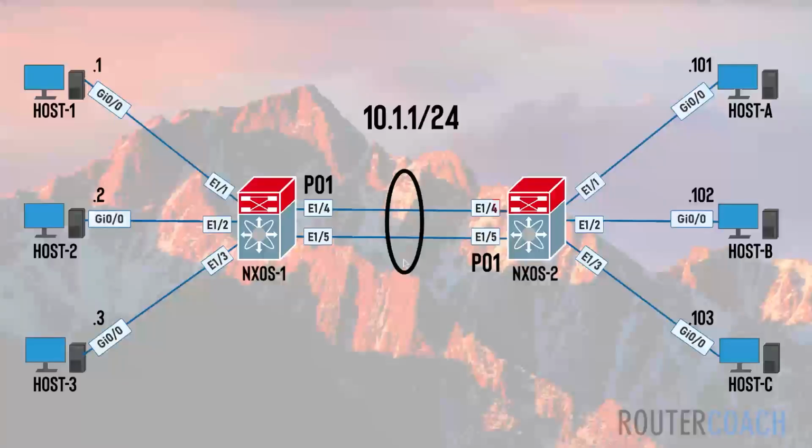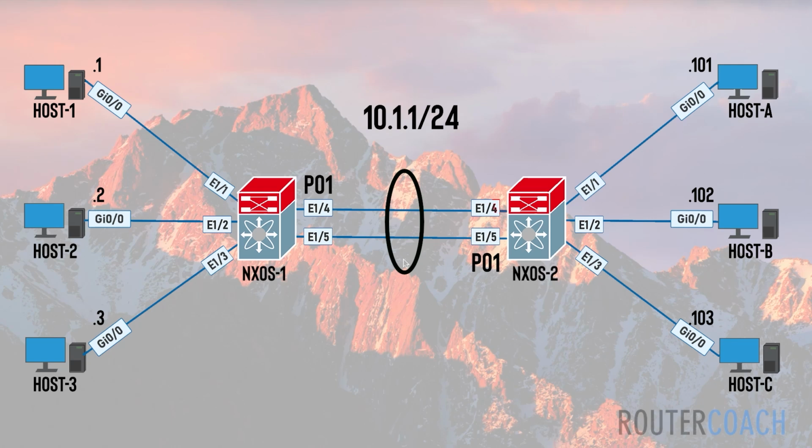We have three hosts on the left-hand side, host 1, host 2, host 3, which connect into Nexus 1. There's a trunk that is going to be configured as a port channel to Nexus 2, and Nexus 2 has three hosts as well, which are host A, host B, and host C. I'll be segregating the traffic with VLANs, so host 1 connects to host C, host 2 connects to host A, host 3 connects to host B. So we'll have 1C, 2A, and 3B.